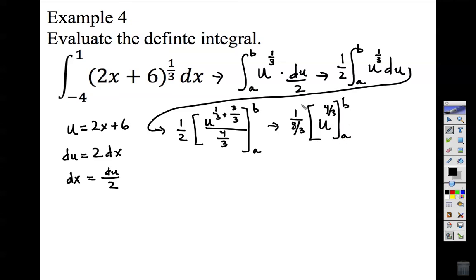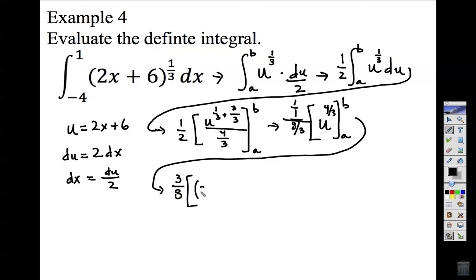Again, if I have a fraction over a fraction, the outer parts are my new numerator. The inside parts closest to the bigger fraction is the overall denominator. So this becomes 3/8 times 2x plus 6. I'm removing u, putting the x back in here, all solved between -4 and 1.